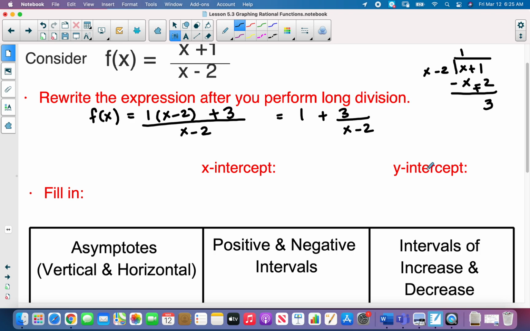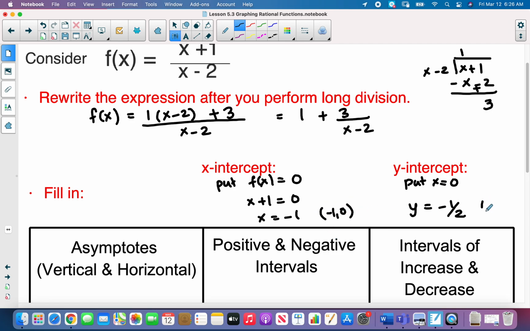So first let's find out what the x-intercepts are. To find the x-intercept, you put y equals 0, or f of x equals 0, and you put this as equal to 0, you get x plus 1 equals 0, so x equals negative 1. So that is the x-intercept. And to find the y-intercept, you put x equals 0. So you get y equals 0 plus 1 divided by 0 minus 2. So y equals negative 1/2 becomes your y-intercept. The coordinates here are negative 1, 0, and here it's 0, negative half. Those are 2 points on the graph.